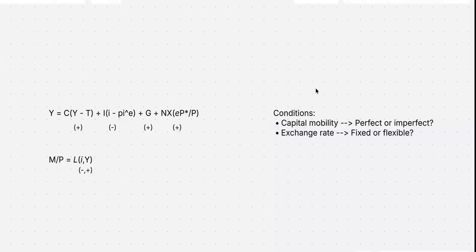Whereas in imperfect capital mobility, there are different transaction costs and whatnot that influence the flow of capital. The second condition is the exchange rate. So the government or the central bank may assume either a fixed or a flexible exchange rate, which is highly important as we look at the different cases that we're going to be dealing with.